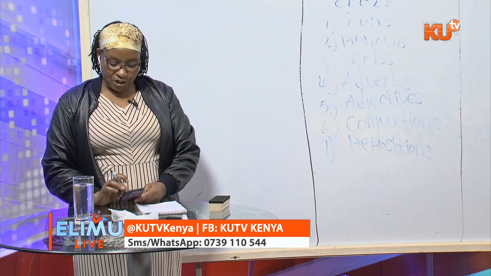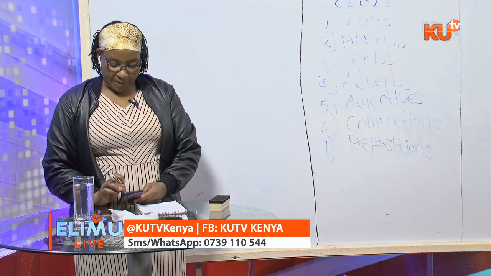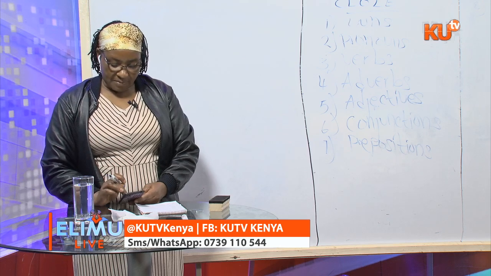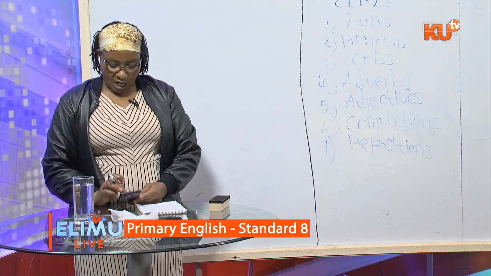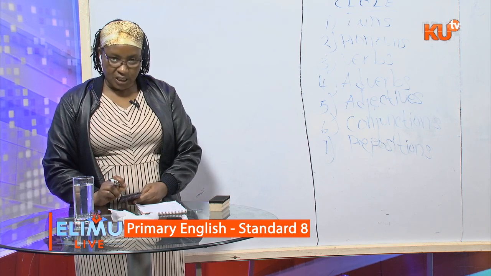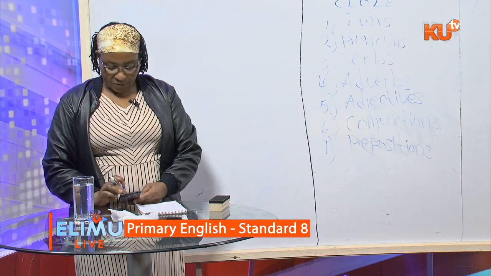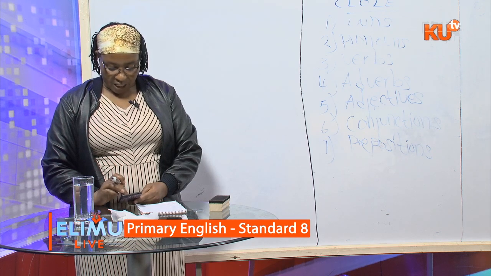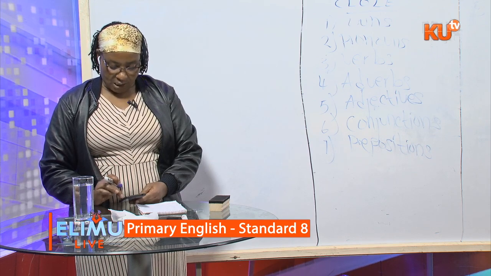Number 9, virtues. Number 10, craft. Number 11, weather and climate. Number 12, environment. Number 13, athletics. Number 14, we have theme and objective. And number 15, we have games. And number 16, we have art.